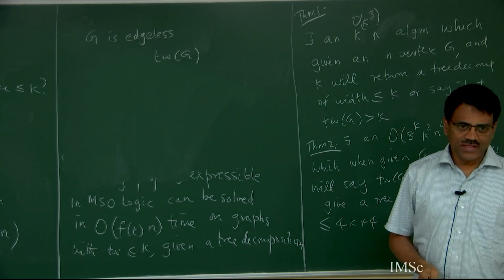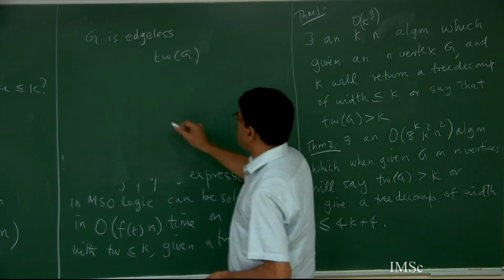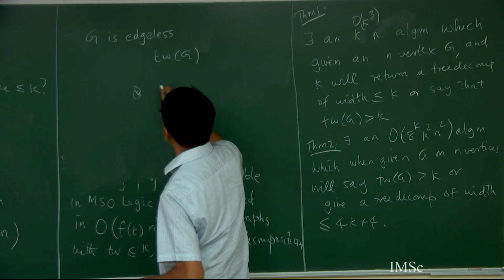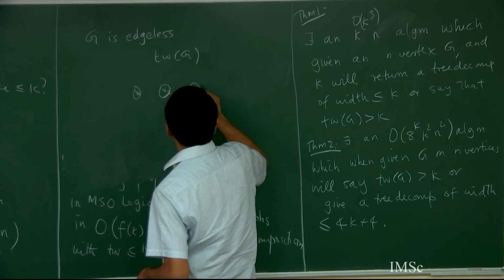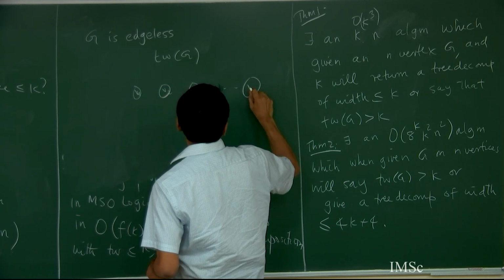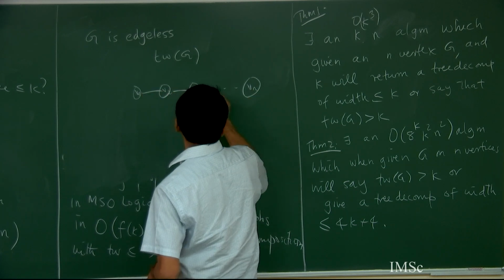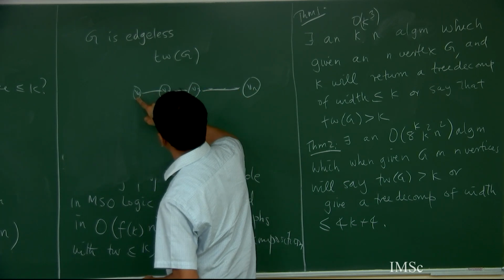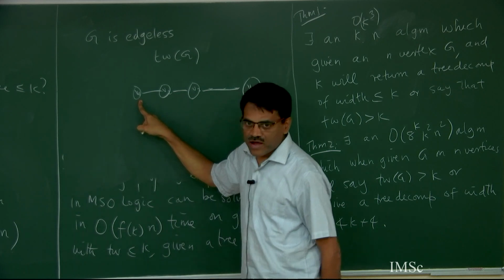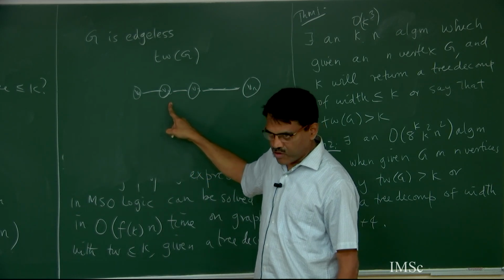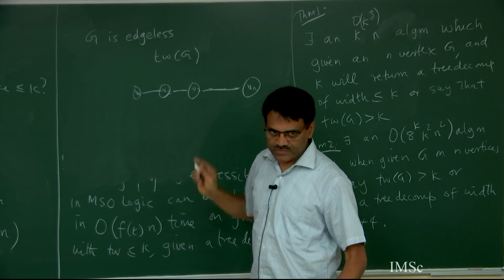These even have a path decomposition, right? So, I just have V1, V2, V3. Suppose the graph has n vertices. Let's say this is my tree, where this is the bag. This vertex has a bag V1, this vertex has bag V2, V3, V4, Vn.